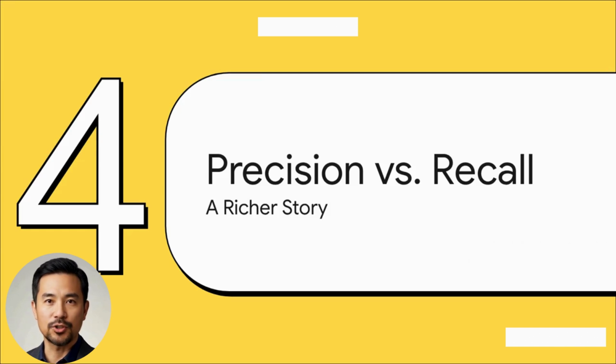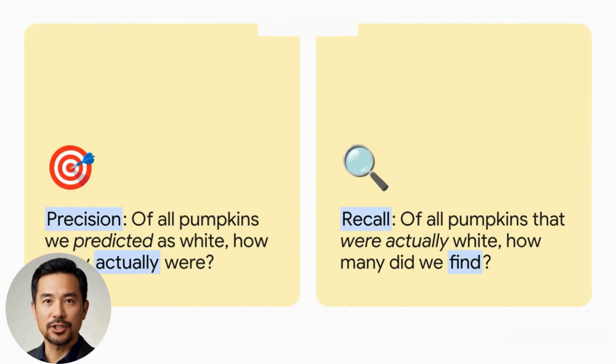So the real power of the confusion matrix is that it lets us calculate much smarter metrics that tell us a richer story. Let's talk about the two most important ones that come from these four numbers: precision and recall. Precision and recall answer two very different questions. Precision asks, when our model pointed and said, "That's a white pumpkin," how often was it right? Think of it as a measure of quality.